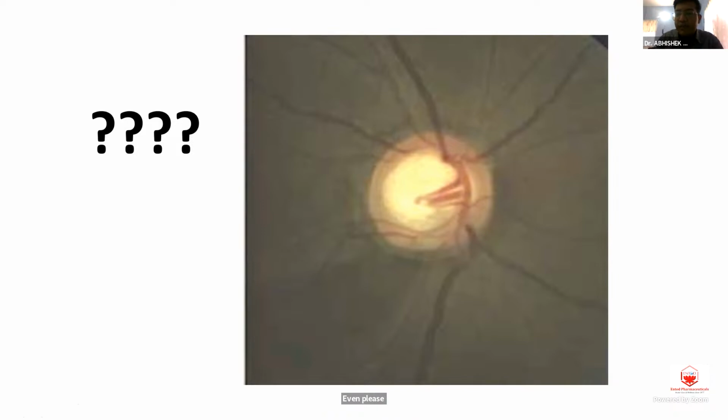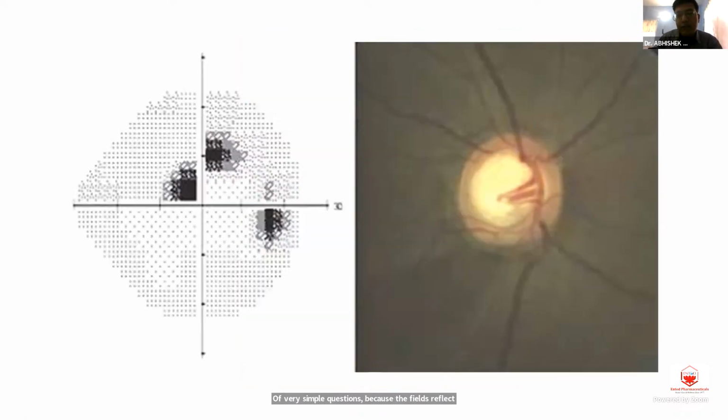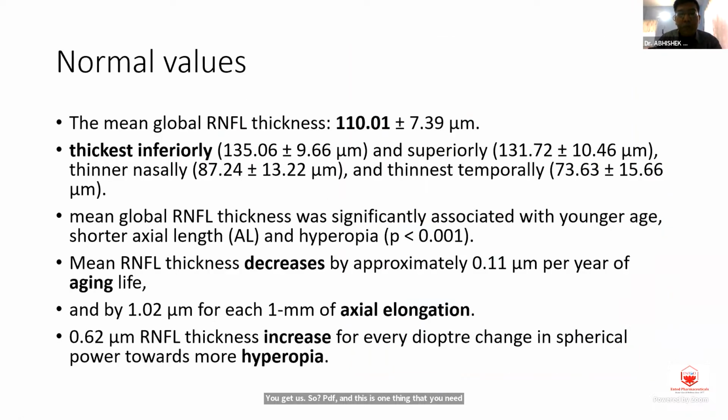Okay, so this is a very common icebreaker, a very simple question, because the fields reflect just the opposite of what you see in the fundus. Since the RNFL defect is in the inferior part, you get a superior field defect. And this is one thing that you need to corroborate. Whenever you are doing an OCT, always corroborate it with your perimetry findings.